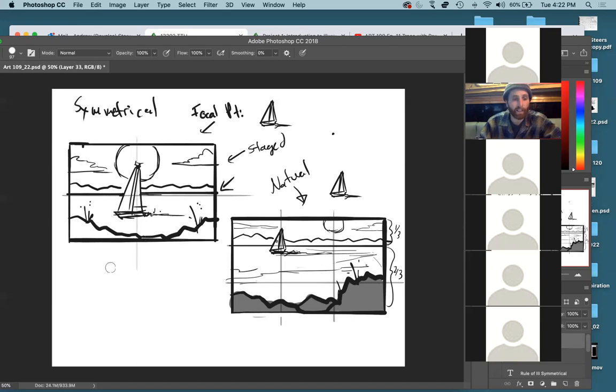For symmetrical, it has some inherent feelings to it. So again, it feels more staged. It may have a religious or political feel. Think about our religious buildings, political architecture. Those sorts of buildings are oftentimes designed symmetrically. So if you want to create that feeling in your artwork, you can use that sort of composition. It can also give a strong or powerful feeling as well.